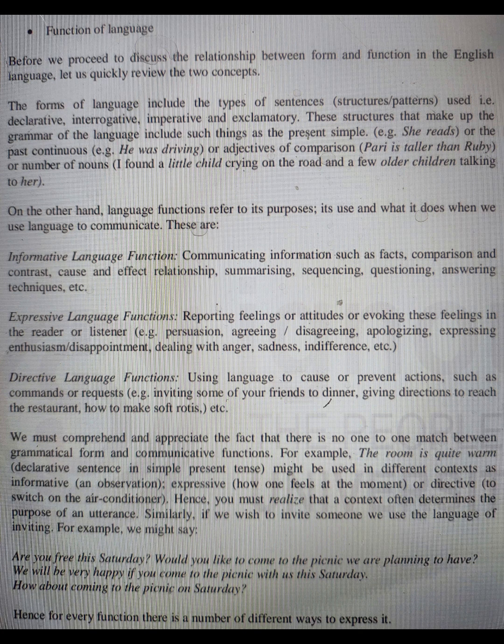Directive language functions, using language to cause or prevent actions, such as commands or requests, e.g. inviting some of your friends to dinner, giving directions to reach the restaurant, how to make soft rotis, etc.